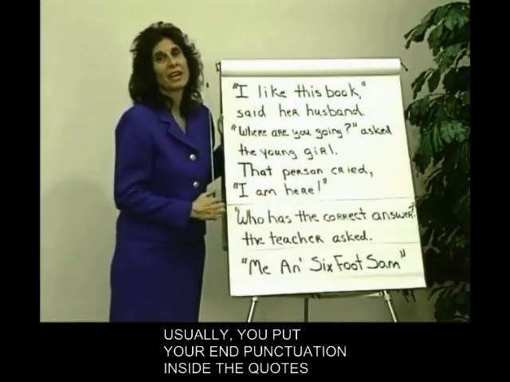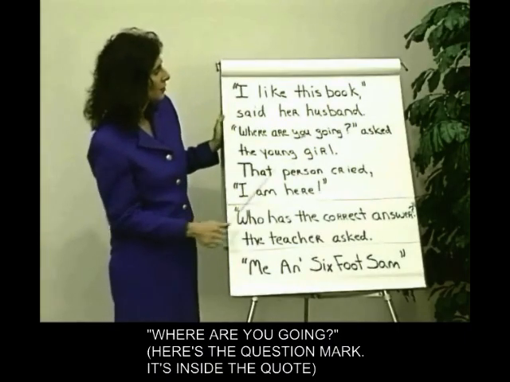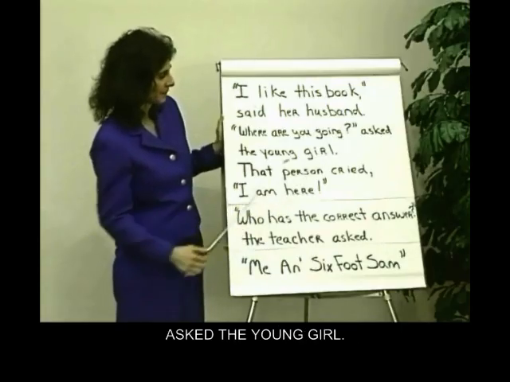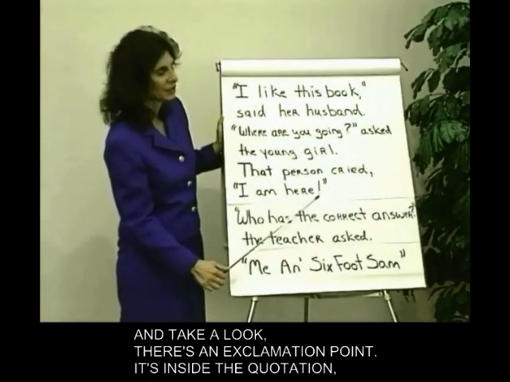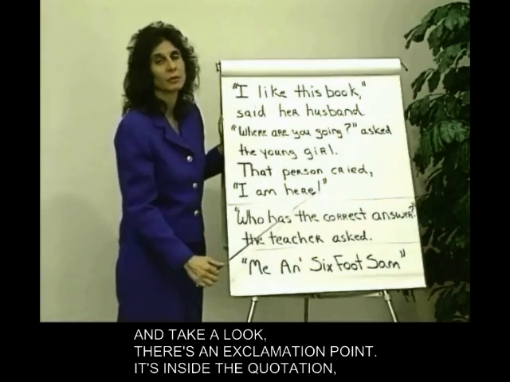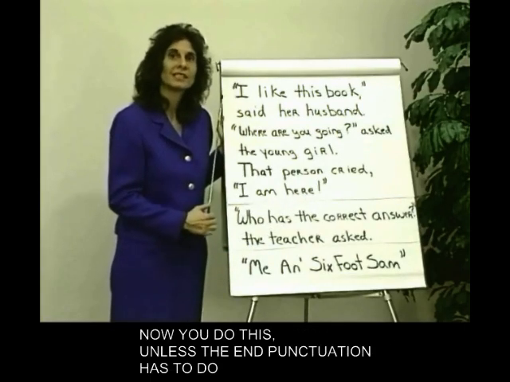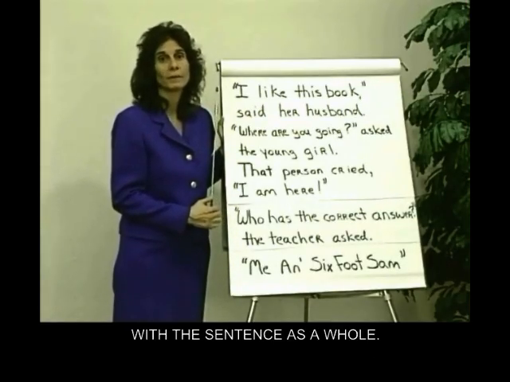Usually, you put your end punctuation inside the quotes when it's part of a quote. "Where are you going?" Here's the question mark. It's inside the quotes, asked the young girl. "I am here!" cried that person. And take a look. There's an exclamation point. It's inside the quotation, inside the ending quotation. Now you do this unless the end punctuation has to do with the sentence as a whole.